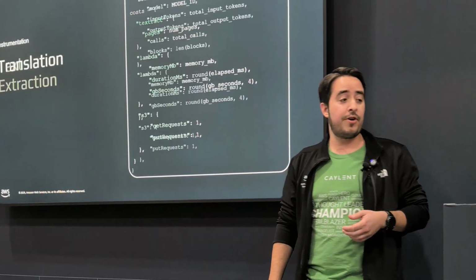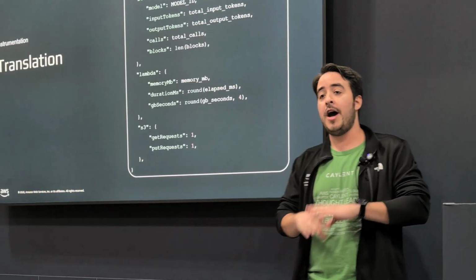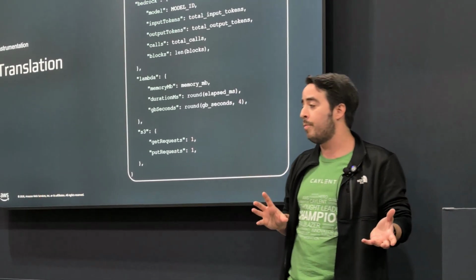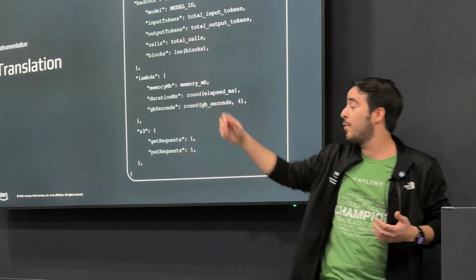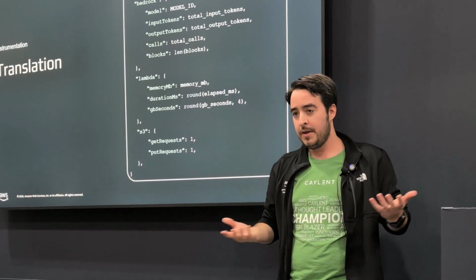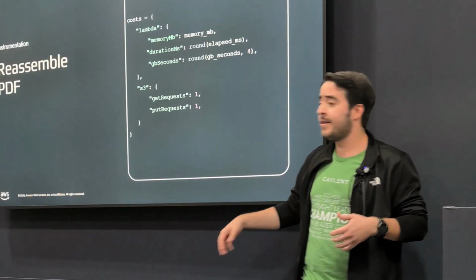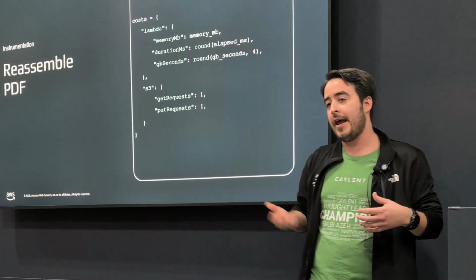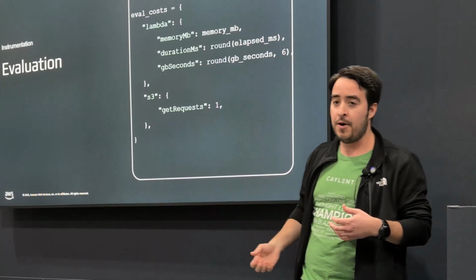Then we jump into the translation step where we have Bedrock. This is not using Strands, so we're getting the input and output tokens directly from Bedrock, which we can see here. And then we have the Lambda function and the S3 as we did in the other one. Now for the reassembly, this is just the Lambda function, and it has calls to S3. And then we have the evaluation, Lambda function and S3.